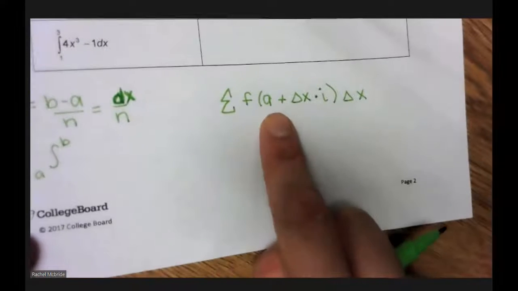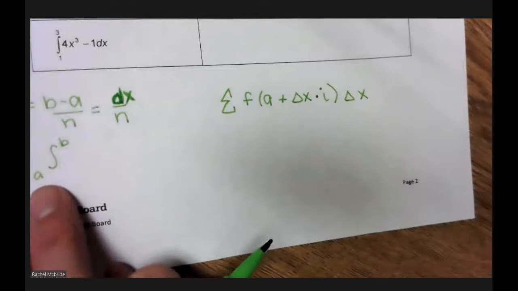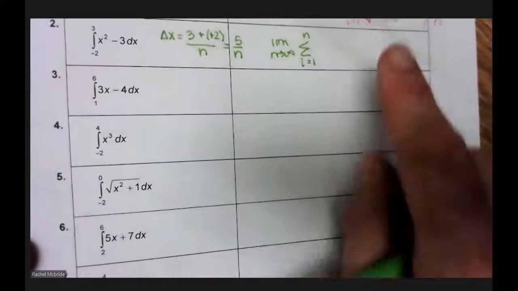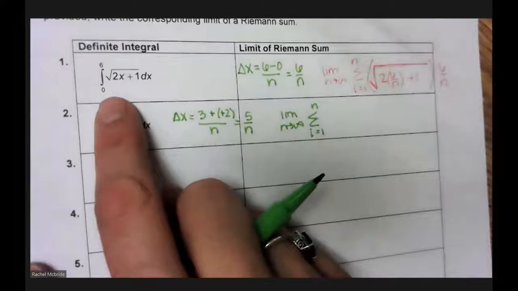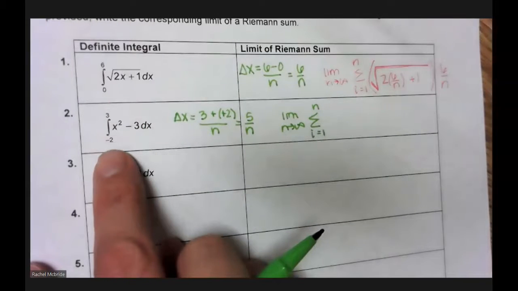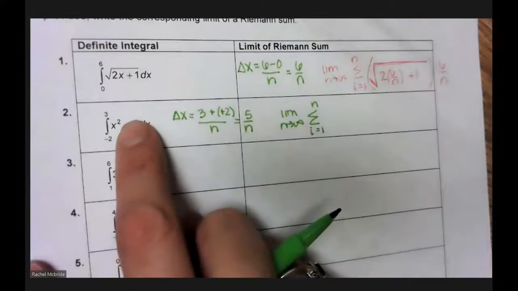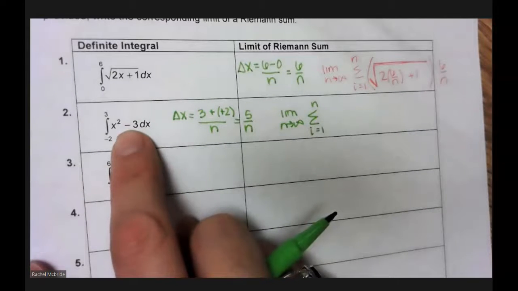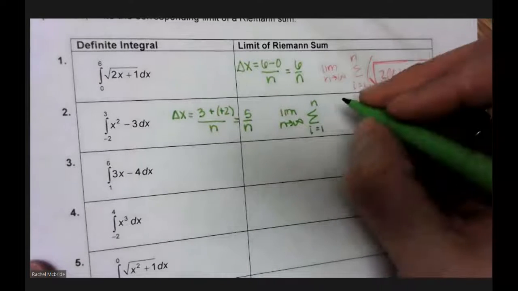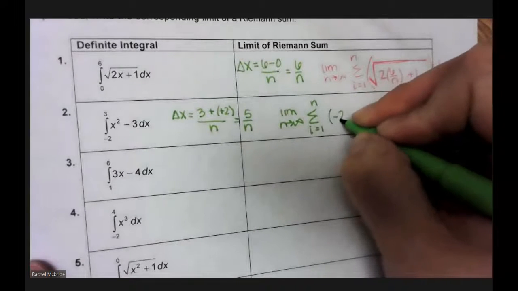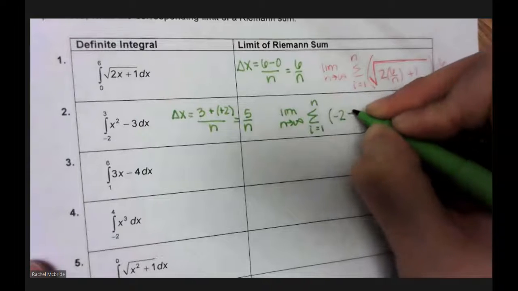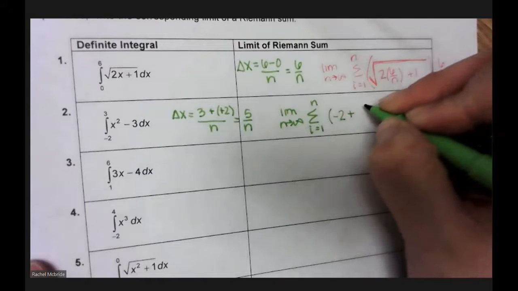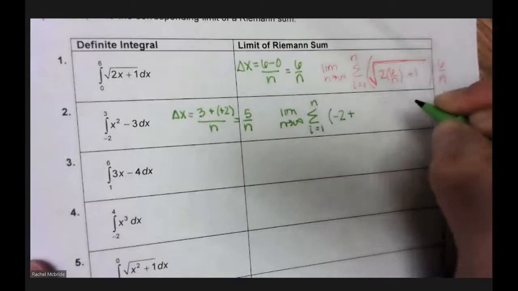Now remember how I told you that it involves a? Where else do we see a? A is my lower limit. So in the previous example, my lower limit was 0, so it didn't affect my problem. Now my lower limit is negative 2. So when I plug in my x for f of x using that a plus delta x i, it's going to be negative 2 plus my delta x, which is 5 over n.